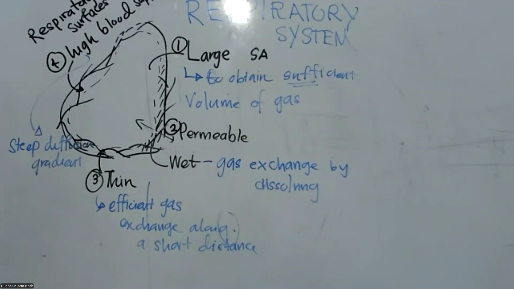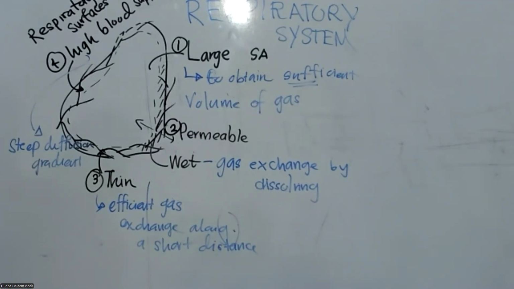So these are the four main characters. Once more, let's repeat all four main characters. It should have what? A large surface area. Why is it supposed to have a large surface area? To obtain a sufficient volume of gas.